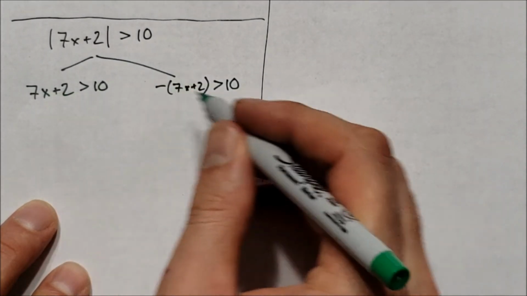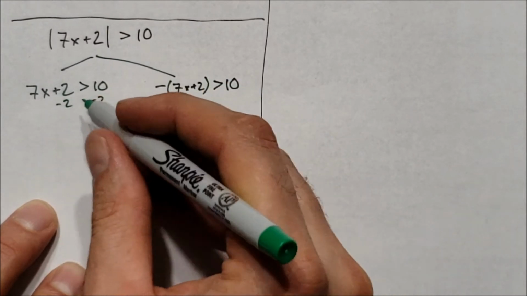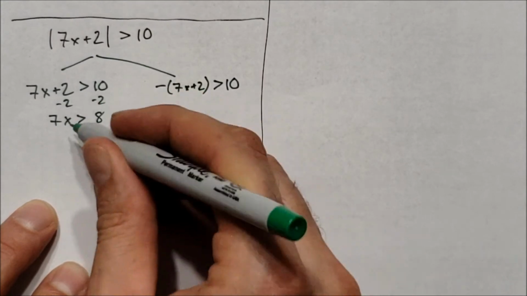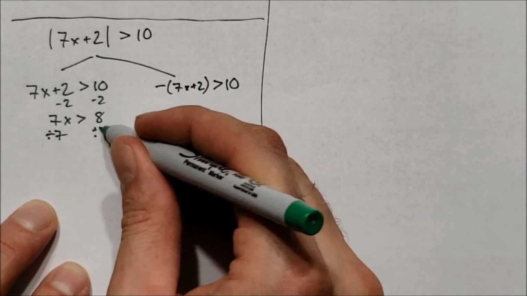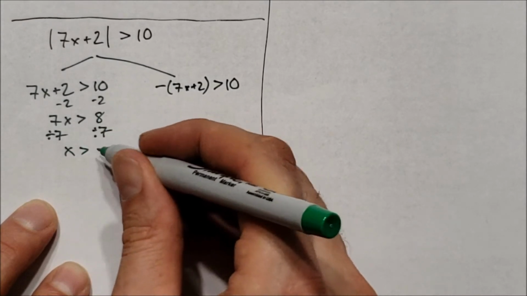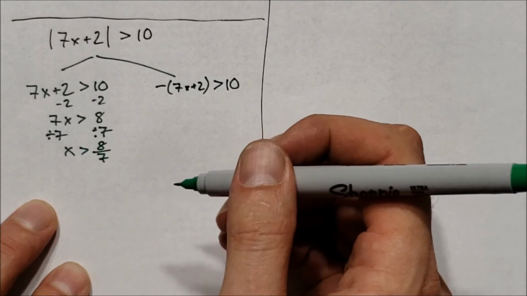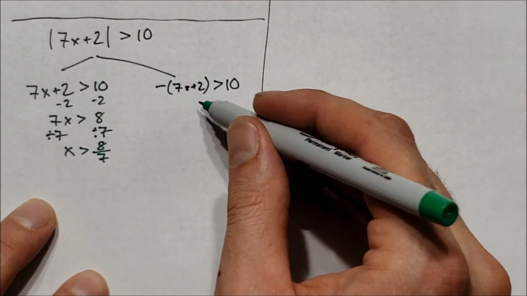So here we're just going to solve each inequality, subtract 2 from both sides, and then divide by 7. So we have 7x is greater than 8, divide by 7 on both sides. We have x is greater than 8 over 7, or 8 sevenths. All right, well, let's do the alternate side.